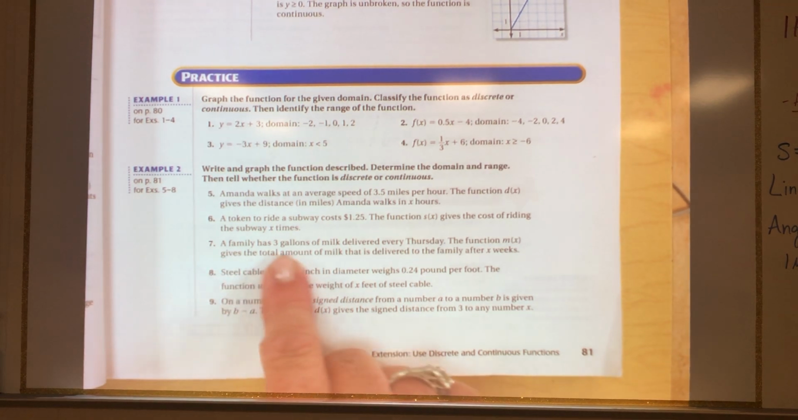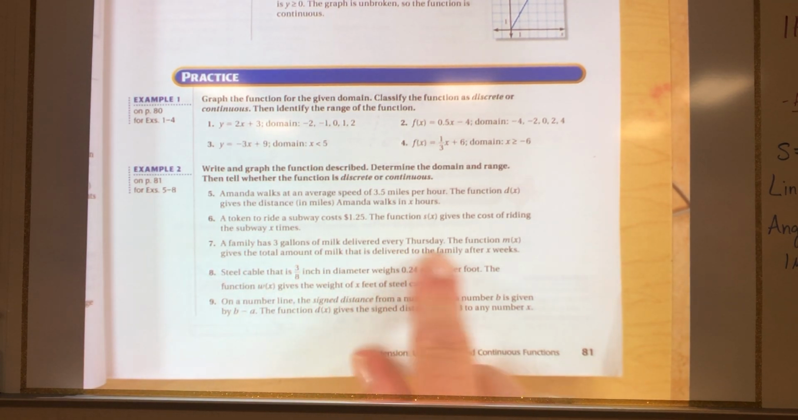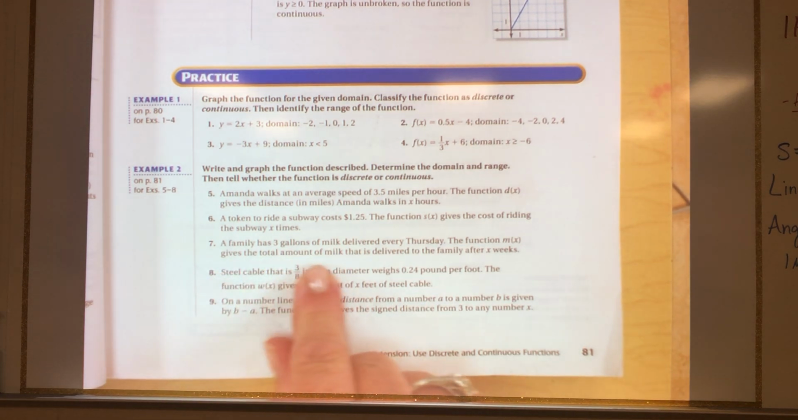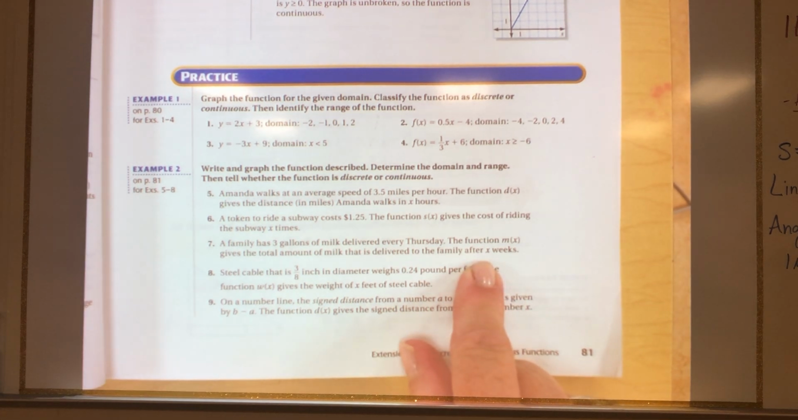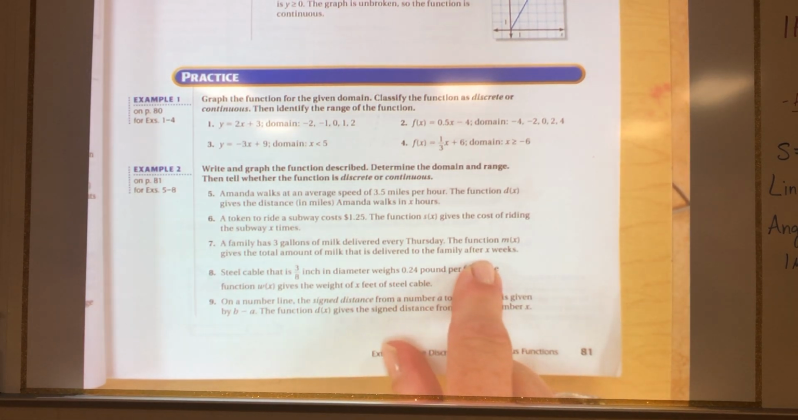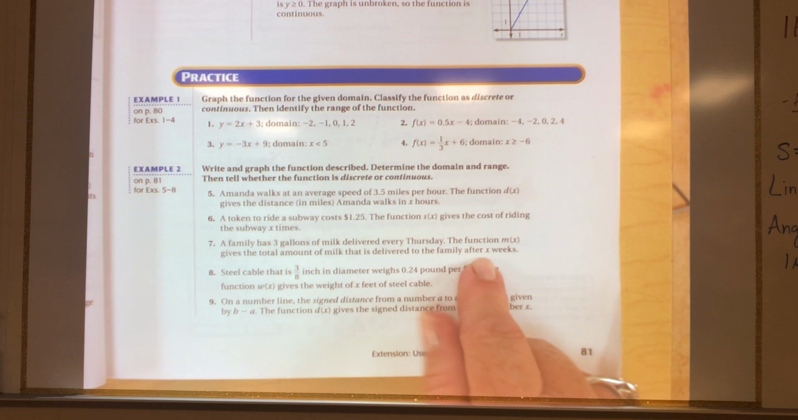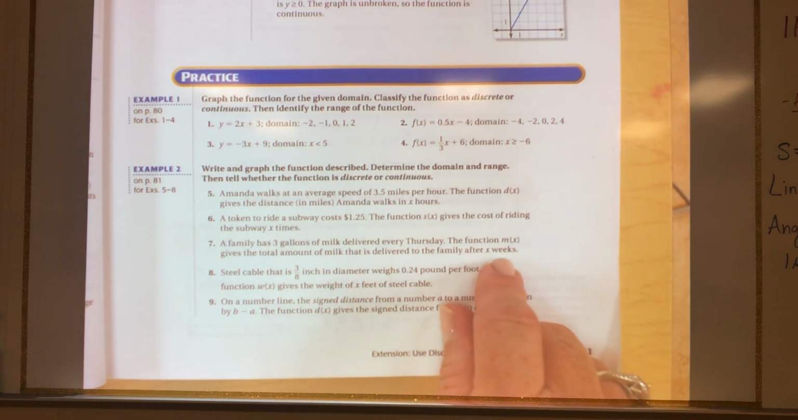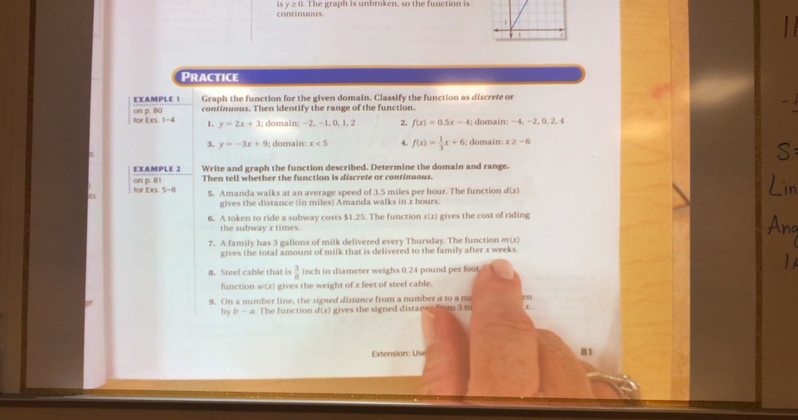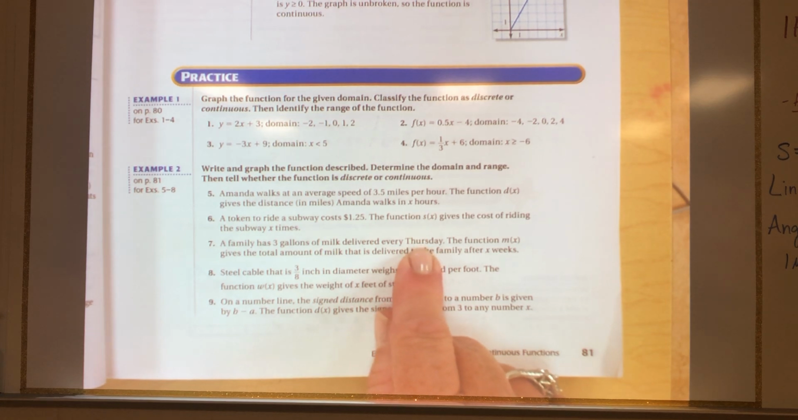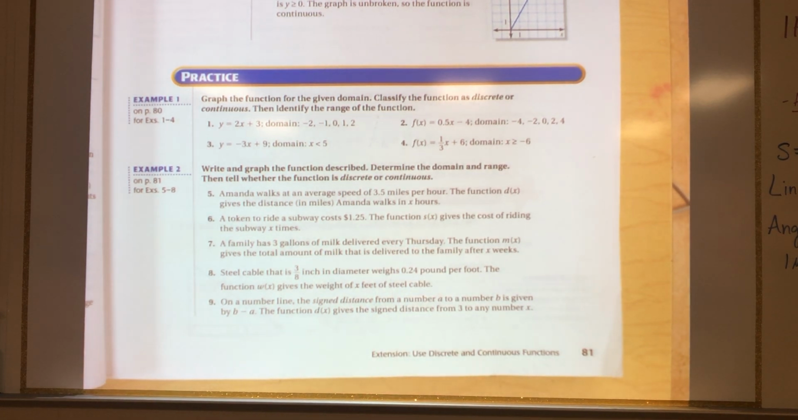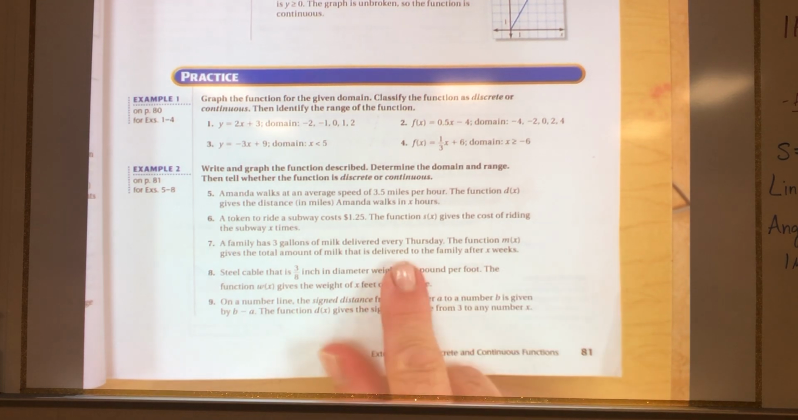Here's number 7. A family has 3 gallons of milk delivered every Thursday. The function m of x gives the total amount of milk that is delivered to the family after x weeks. It's discrete. Why is this one discrete? Because the kids last period were like, no, that's not discrete, that's continuous. Well, because you could do it in between. Can you do it in between? It says it's delivered every Thursday. So it's this Thursday or next Thursday or the next, do you see what I'm saying? That's not in between, so that is discrete. Very good.